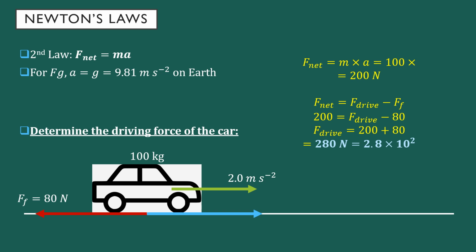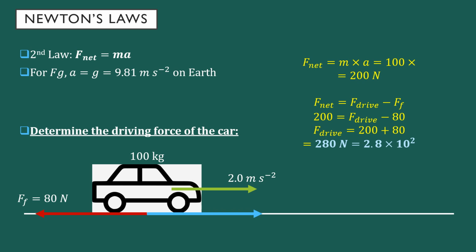So we can set up this equation. F net equals F drive minus FF. I'll just label them like that. FF is the frictional force. So we can just substitute our values in. So 200 equals F drive minus 80. And we can rearrange, we get 280 newtons.